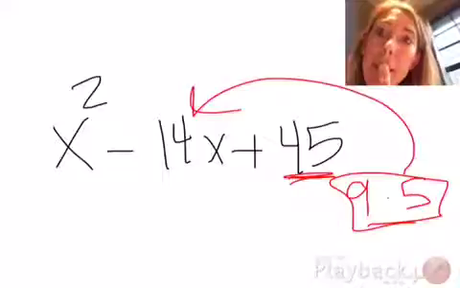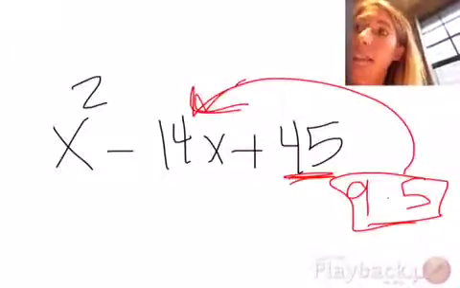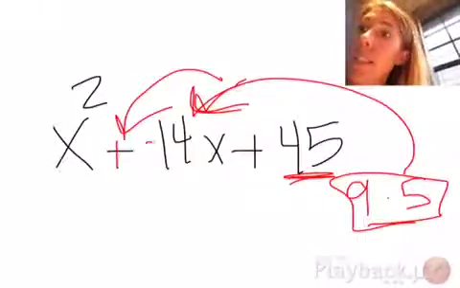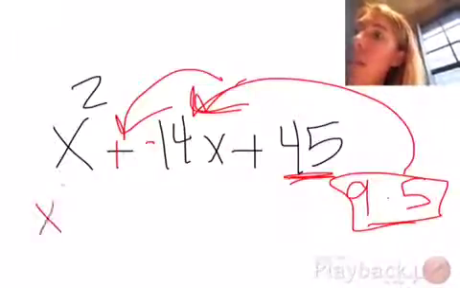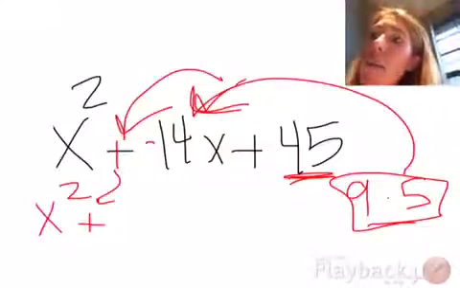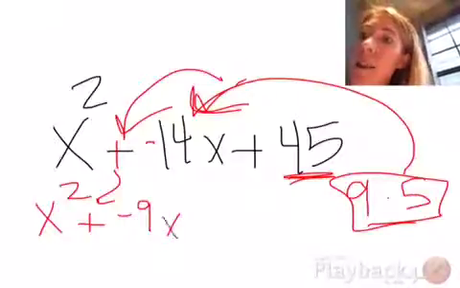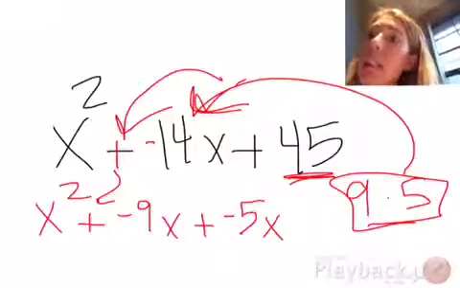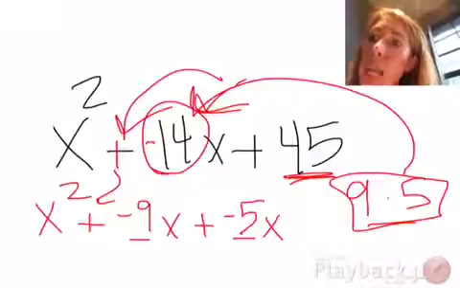So now what you have to keep in mind is, in this case, unlike the last case, this one is not just a 14x, it's a minus 14x, which is really the same thing as plus negative 14x. So when I break this up, x squared, I can bring down that plus, it's not going to be a positive number. It's going to be a negative 9x plus a negative 5x. Because when I add a negative 9 and a negative 5, I'll be back to a negative 14.